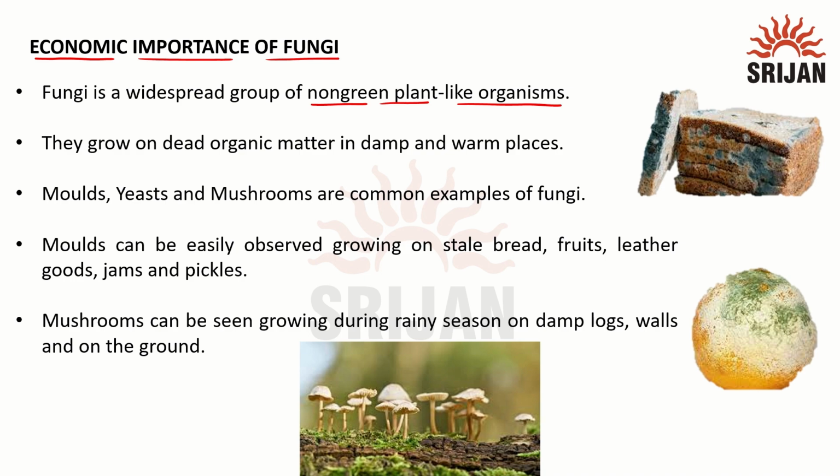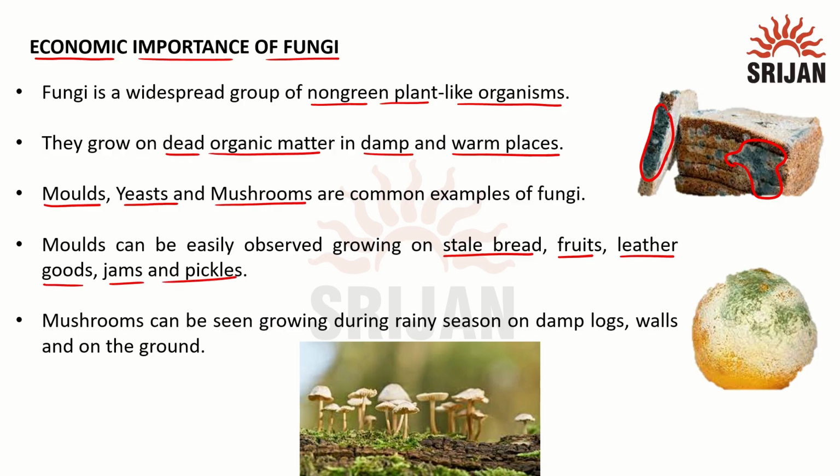So, fungus generally grows on dead organic matter in damp and warm places. Examples include molds, yeast, and mushroom. Molds are easily observable fungus that can be seen growing on stale bread. If you leave the bread in a dark place which also has moisture, you will see green or grayish patches appearing. These are fungus, so we should not eat such bread. They can also appear on other food items, like fruits, leather goods, jams and pickles.